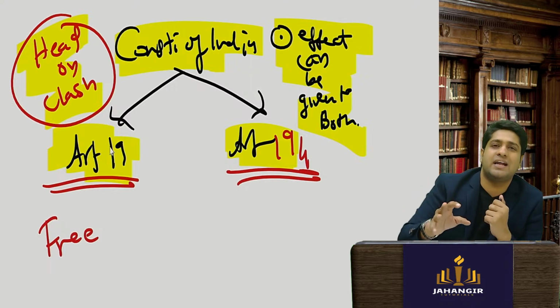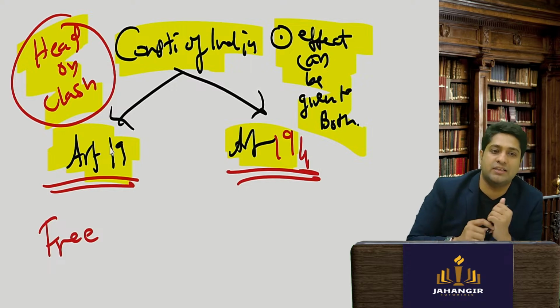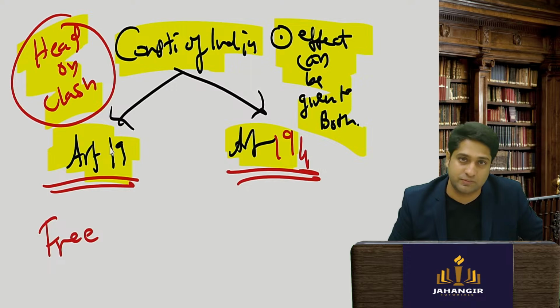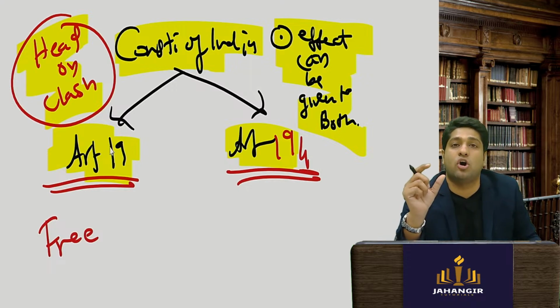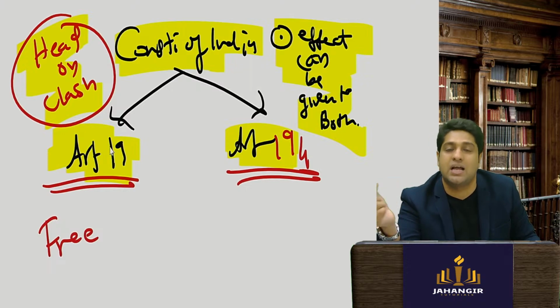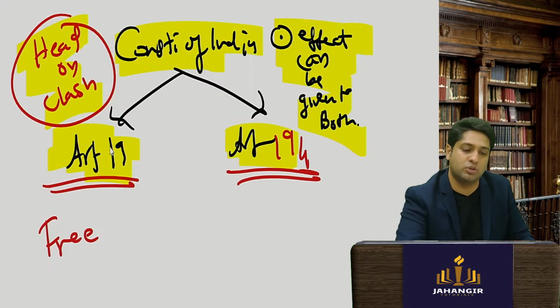So then they gave a harmonious interpretation and they say, listen, Article 19 is freedom of speech and expression, but it is not absolute. It is subject to certain restrictions, and Article 194 is those restrictions.